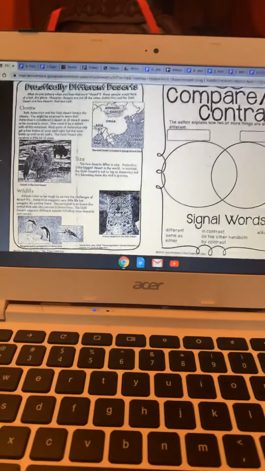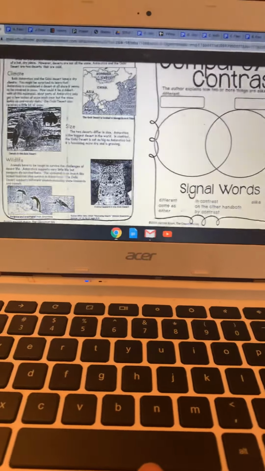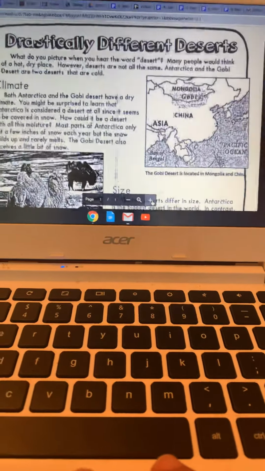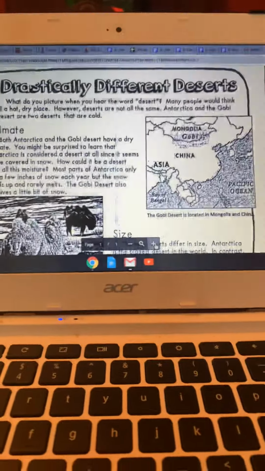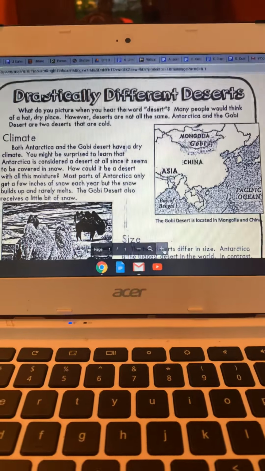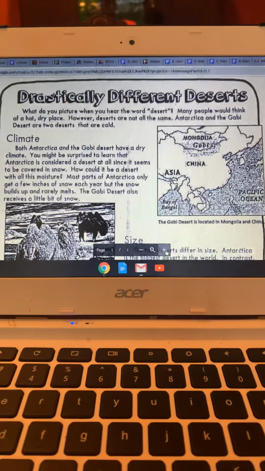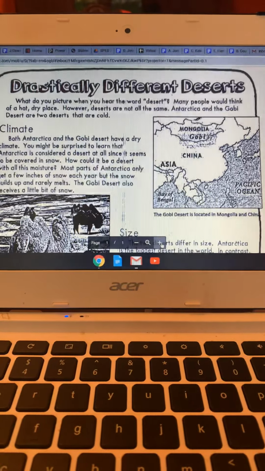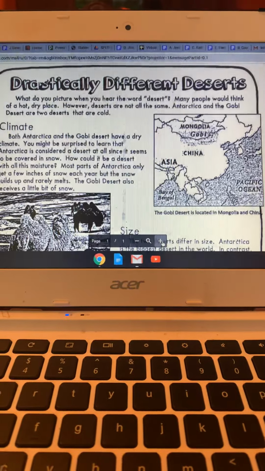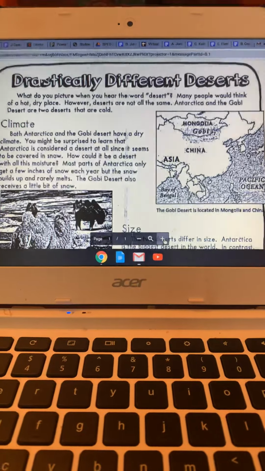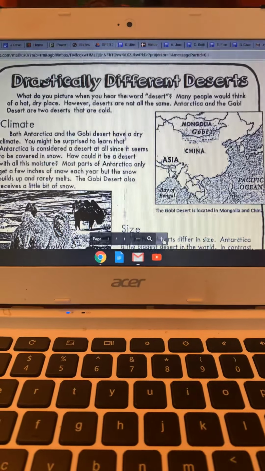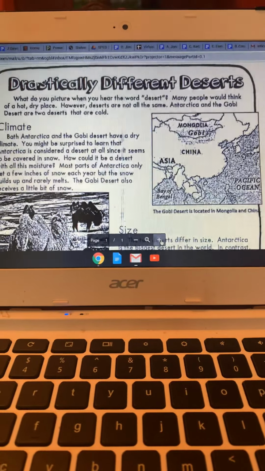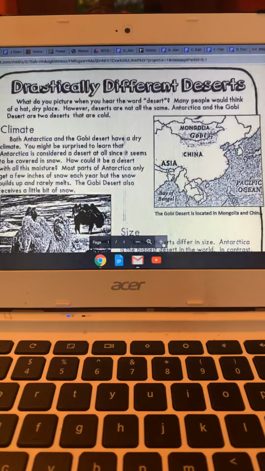I'm going to switch screens real quick because I'm going to do a close-up of this passage so it's easier for me to read and easier for you to see as well. Okay. So this passage is on drastically different deserts, okay? What do you picture when you hear the word desert? Many people would think of a hot, dry place. However, deserts are not all the same. Antarctica and the Gobi Desert are two deserts that are cold. Climate. Both Antarctica and the Gobi Desert have a dry climate.